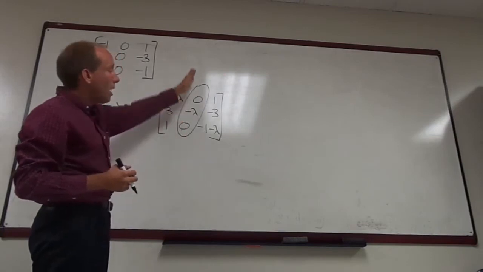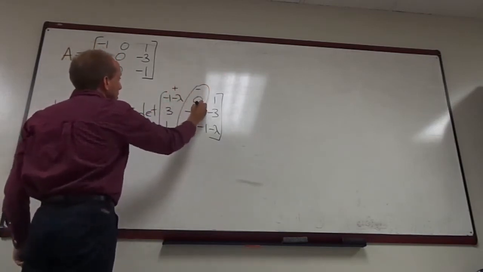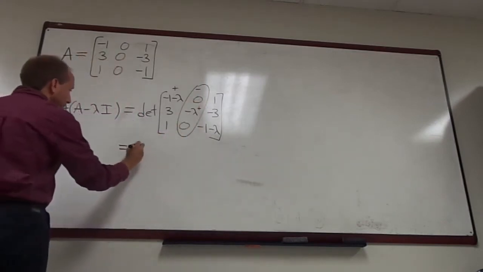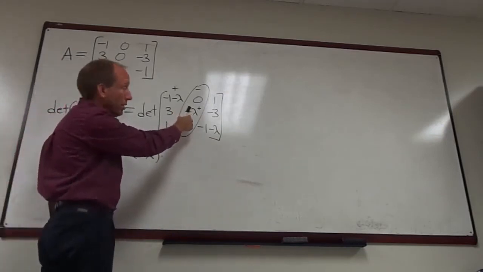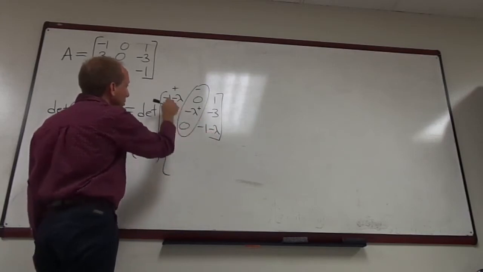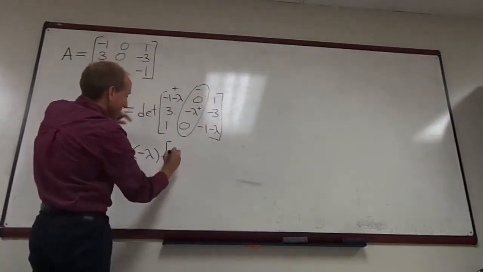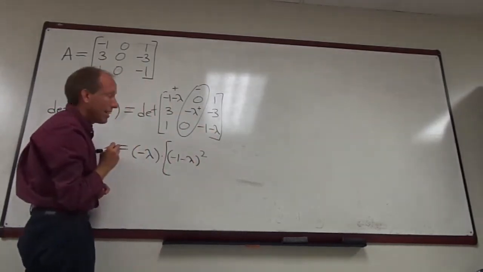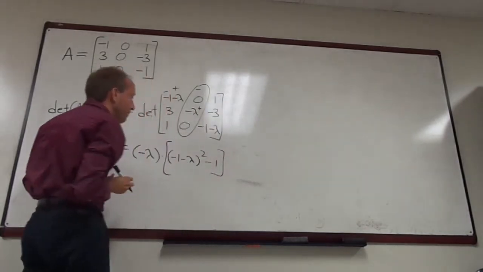Okay, so the middle column is a good column to choose, and remember the pattern, plus, minus, plus. So this is a plus entry, and I'm going to take negative lambda, which is the entry in the 2,2 position. I'm going to cross out that row and column and multiply by the subdeterminant obtained by using the 4 corners. So that's going to be negative 1 minus lambda times negative 1 minus lambda, so I'm squaring that, and then minus 1.